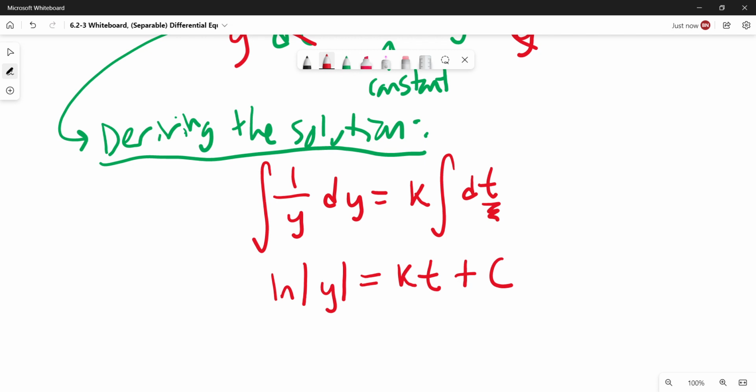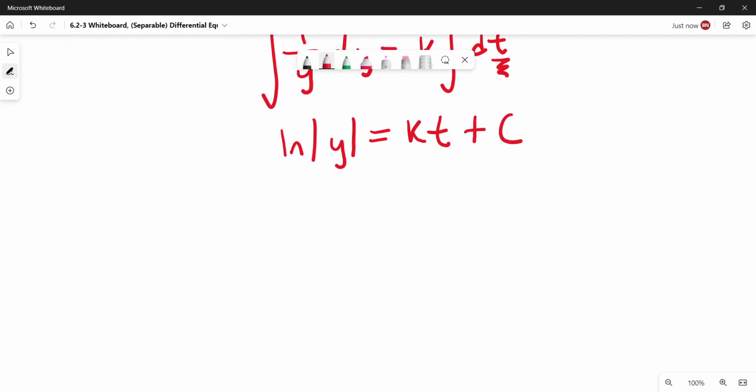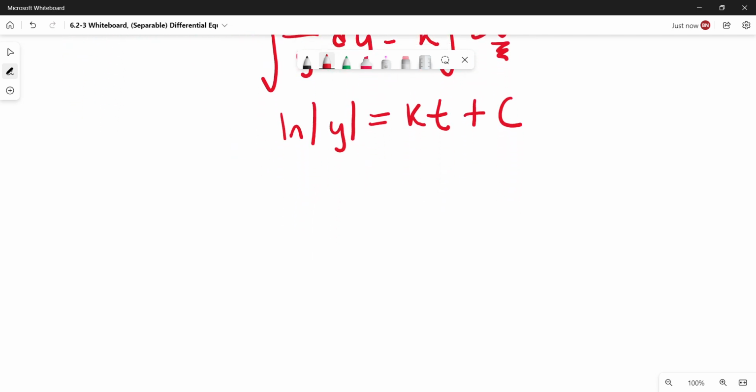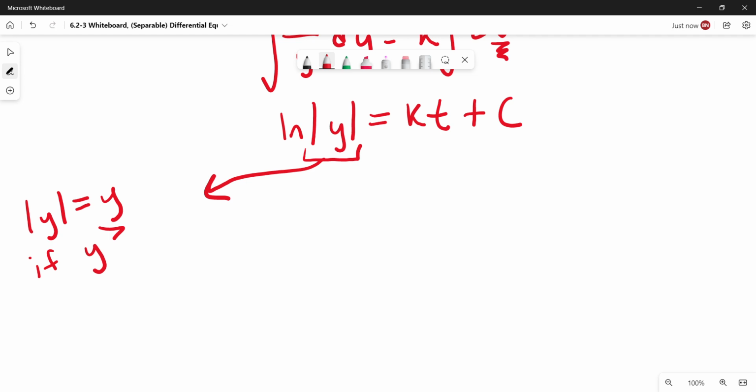Now in our case, you'll notice the book doesn't put an absolute value on this y. They derive this, or prove it, in the middle of page 398, and they don't put an absolute value on their y. If y is always a positive number or 0, then you don't have to put that. So this is just equal to normal y if our y is greater than or equal to 0.